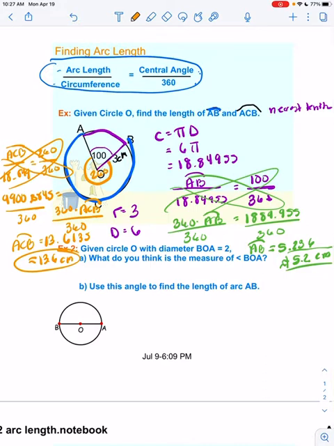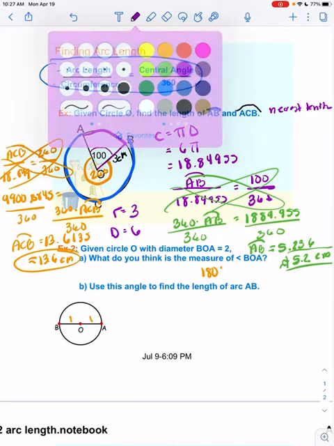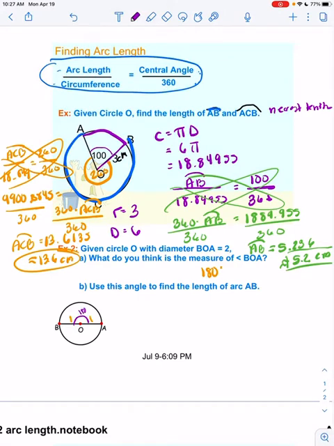So, given circle O with diameter BOA equals 2, so this whole diameter is 2, which means the radius is 1, what do you think is the measure of BOA? So they didn't give me an angle, but it's a diameter, and it's going halfway through the circle. What do you think that angle should be? So again, it's halfway through the circle, right? So half of 360 is 180 degrees. So you actually have a 180 degree angle here and a 180 degree angle here on either side.